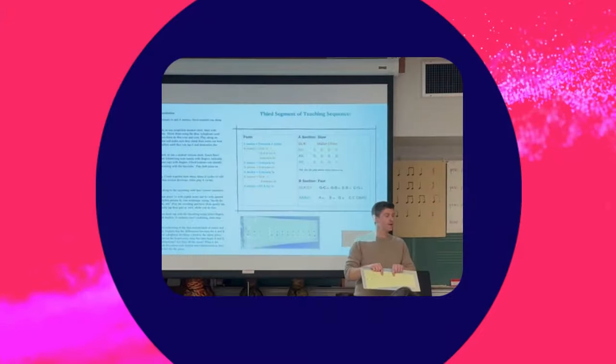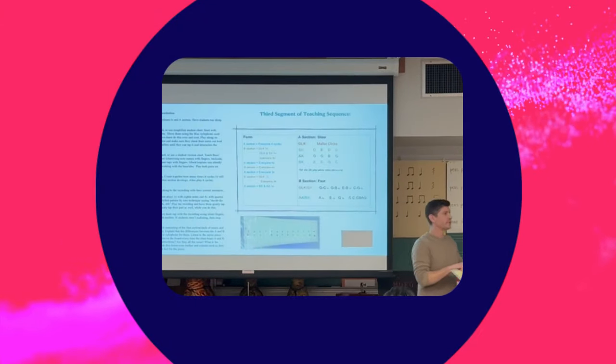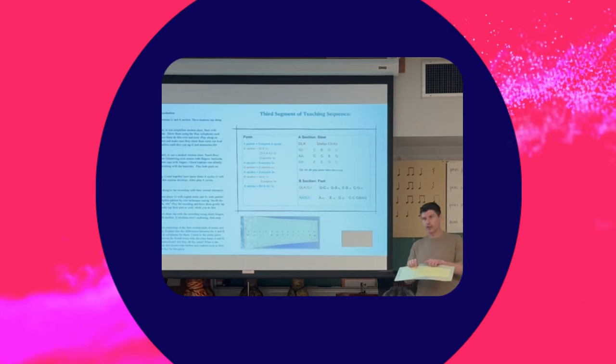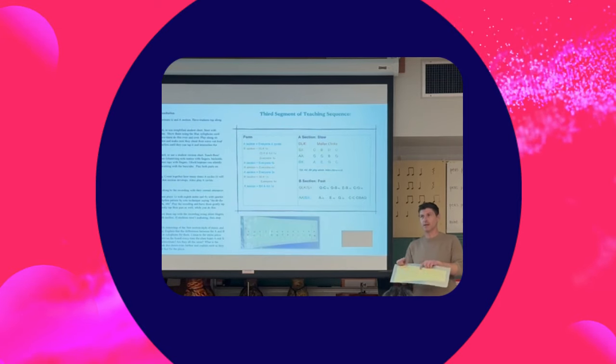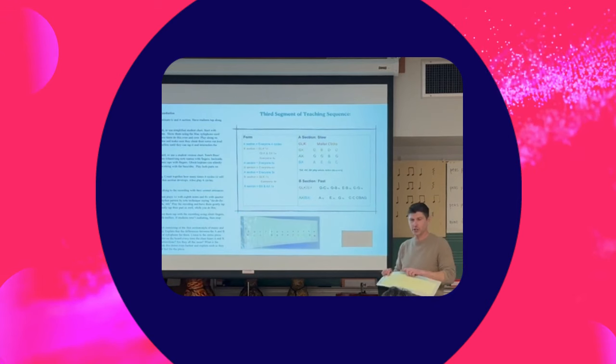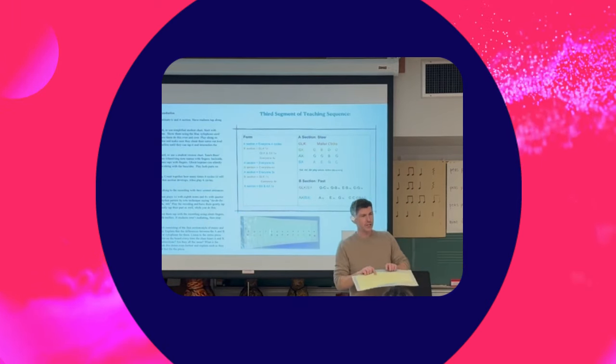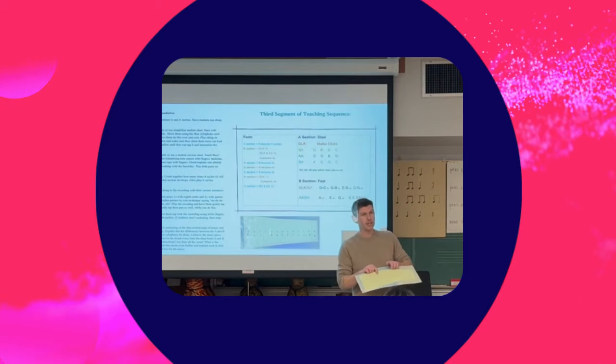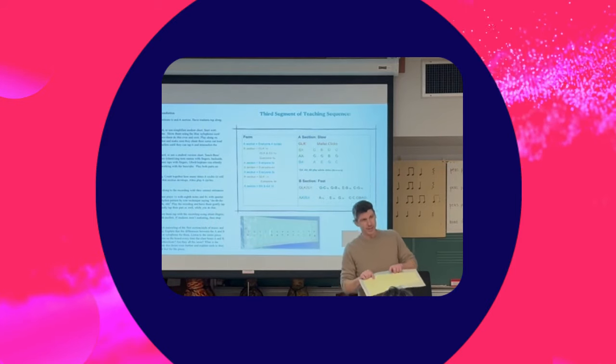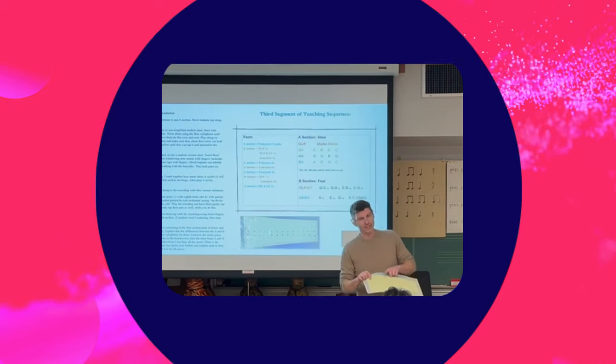Great. First time, 1, 2, here we go. G, C, G, C, G, C, G, C, G, B, G, B, G, B, G, B, E, B, E, B, E, B, E, B, C, G. Back to the beginning. G, C, G, B, E, B, C, G.